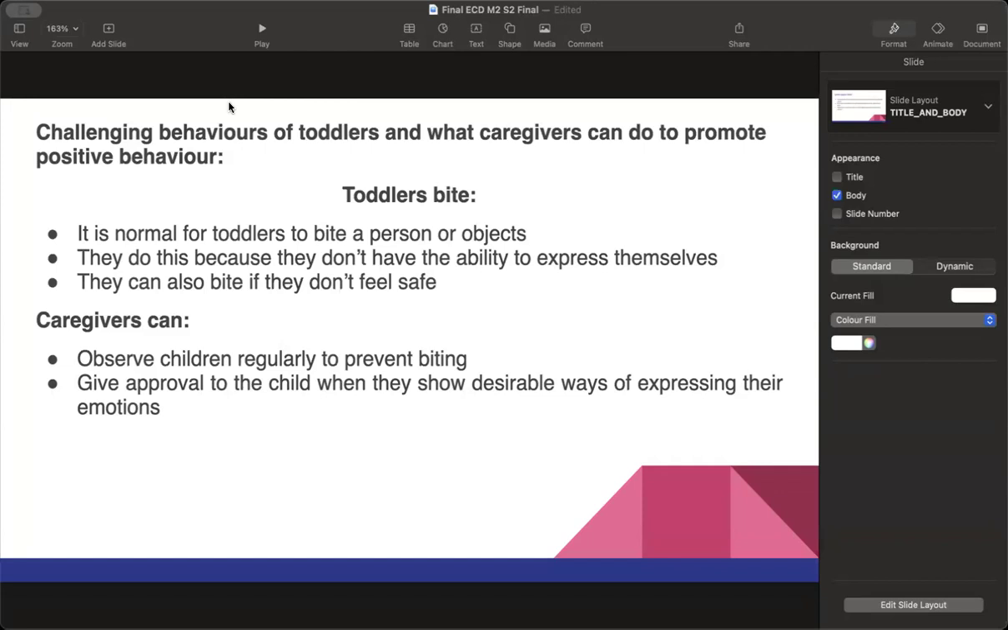Because they don't have the ability sometimes to express themselves. Sometimes they are angry, or sometimes they want something and they don't know how to ask for it. So they usually just go and orally fixate on something. They do it when they are also not feeling safe.